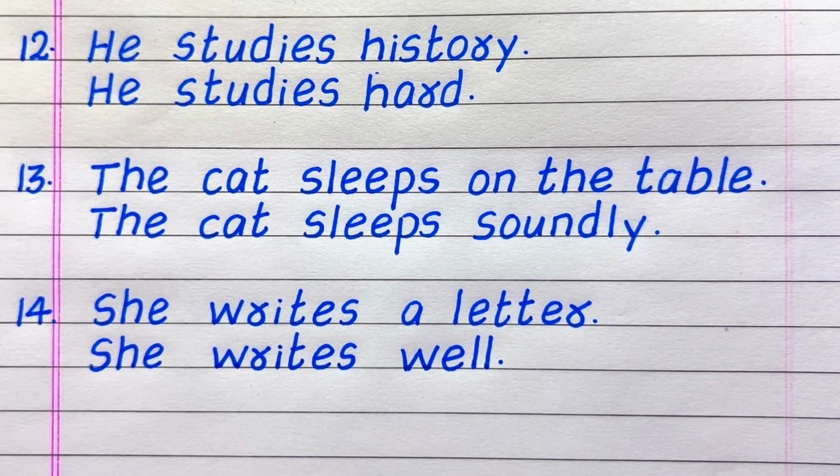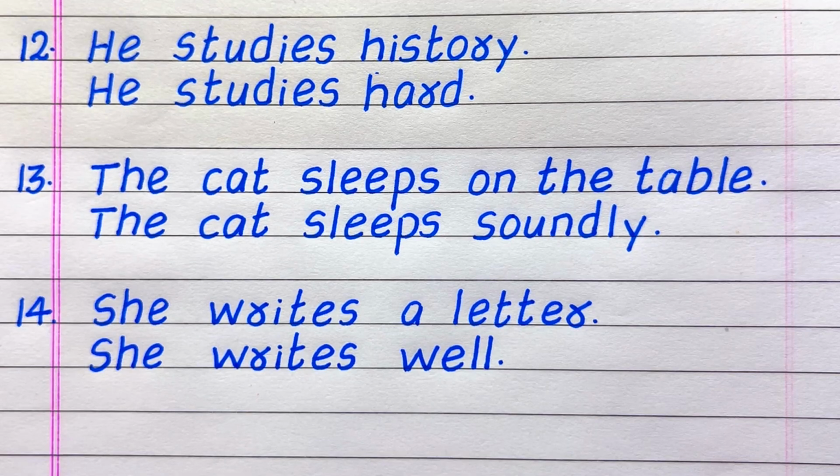Twelfth example of a transitive verb is he studies history, while he studies hard is an intransitive verb. 13th, the cat sleeps on the table is a transitive verb, while the cat sleeps soundly is an intransitive verb.